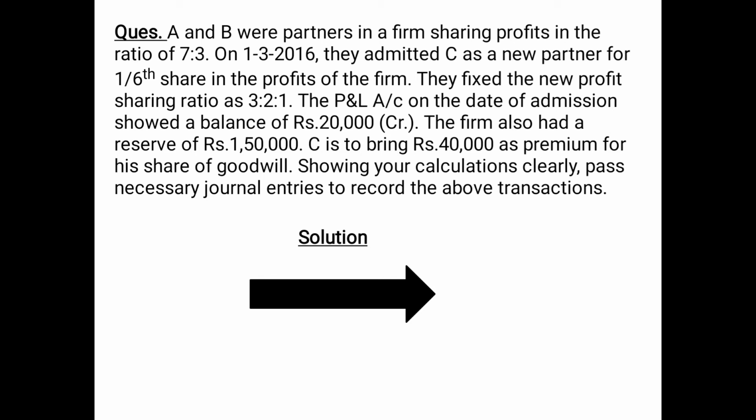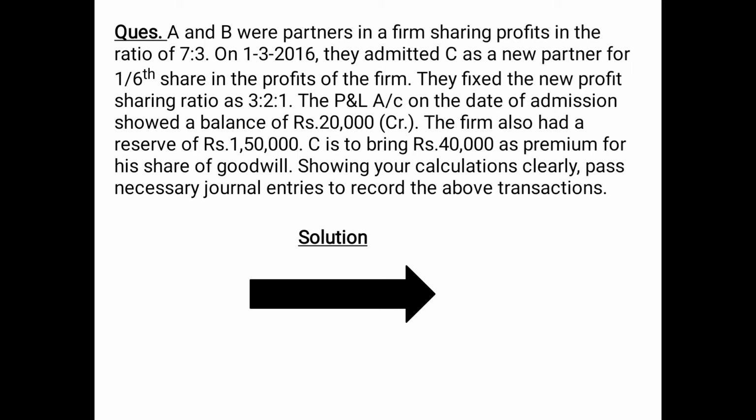Then C is to bring rupees 40,000 as premium for his share of goodwill. So the entry for bringing goodwill by C will be bank account debited to premium for goodwill account 40,000, and it will be distributed among the sacrificing partners in the sacrificing ratio, which we will be calculating further. Showing your calculations clearly, pass necessary journal entries to record the above transaction.